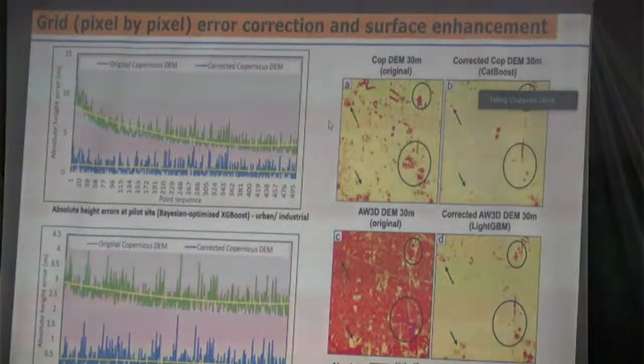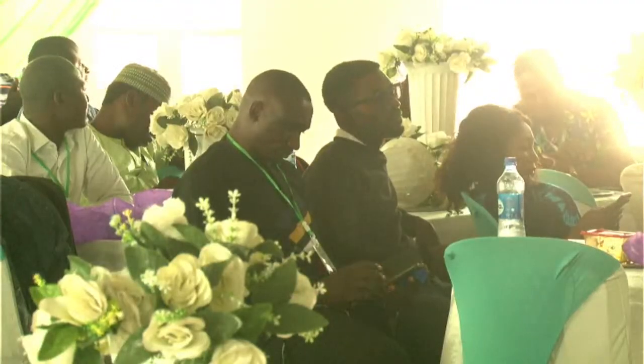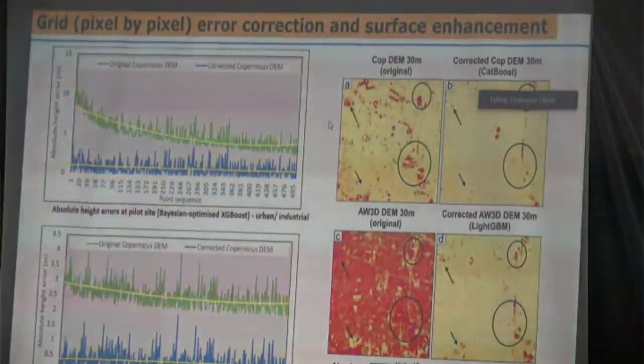Whether it's your land surveying and you have data, that data can be ingested into this framework. Whether it's atmospheric remote sensing, you can ingest data into the framework. It's quite robust and scalable to help you reduce the error in your data set and improve its overall quality.